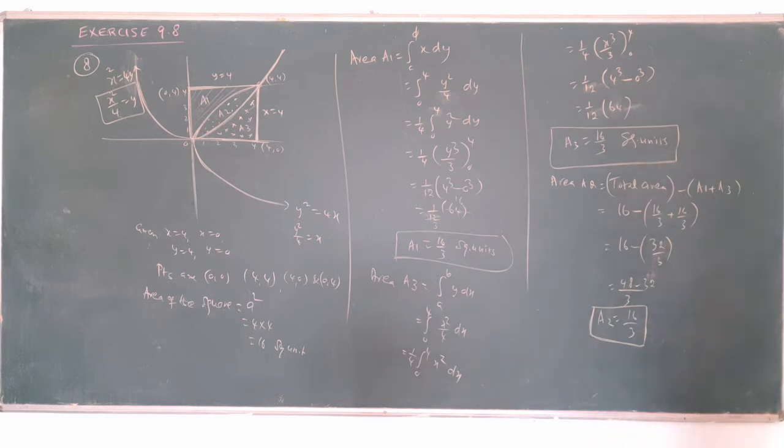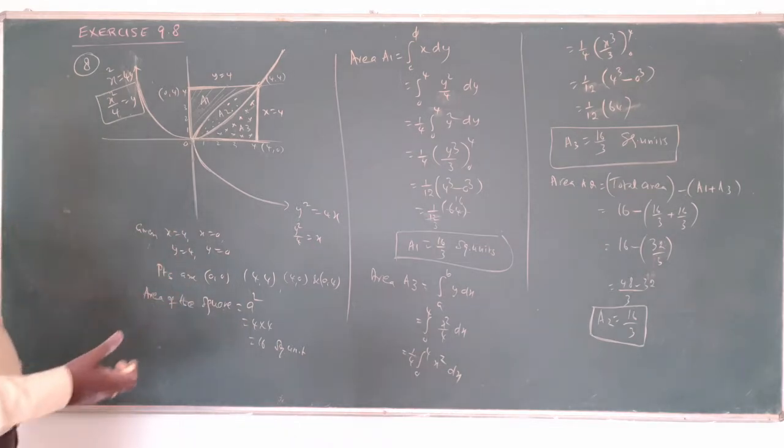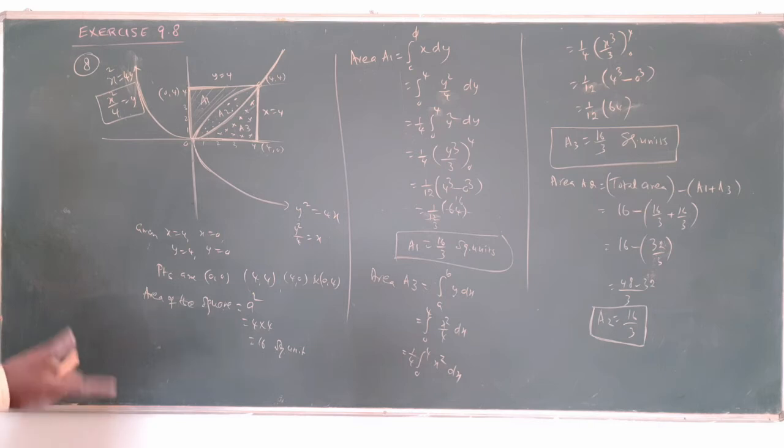Am I right? You will find A1, A2, A3. A1 and A3 directly; A2 not possible directly. That's why I am writing A1, A3 first. Then total area minus A1, minus A3, added together and subtract to get the answer, area A2. That is the answer.